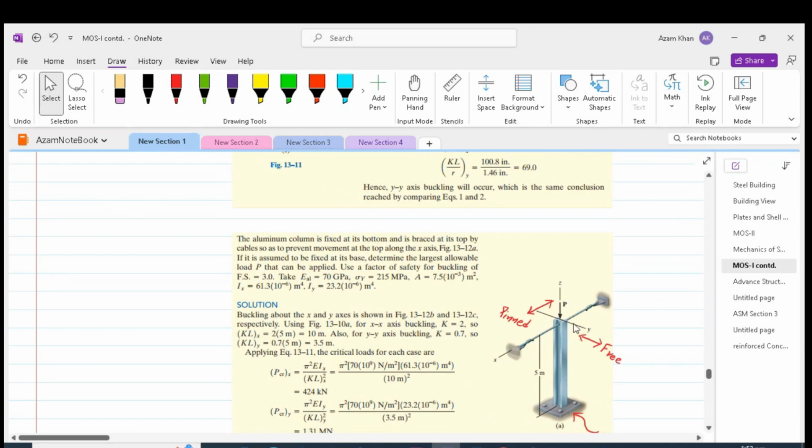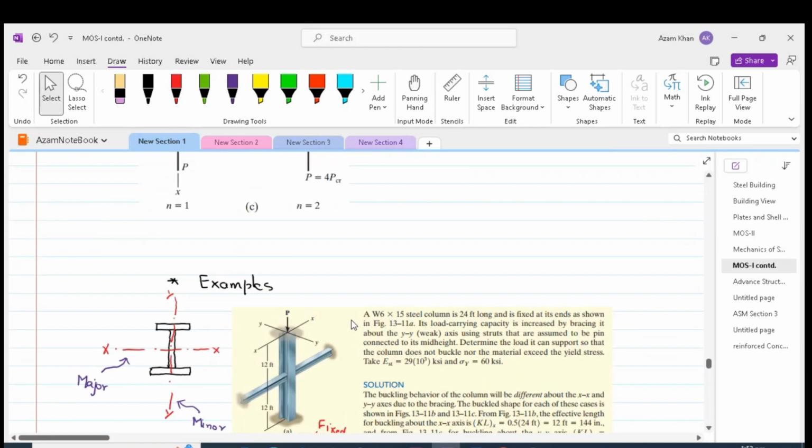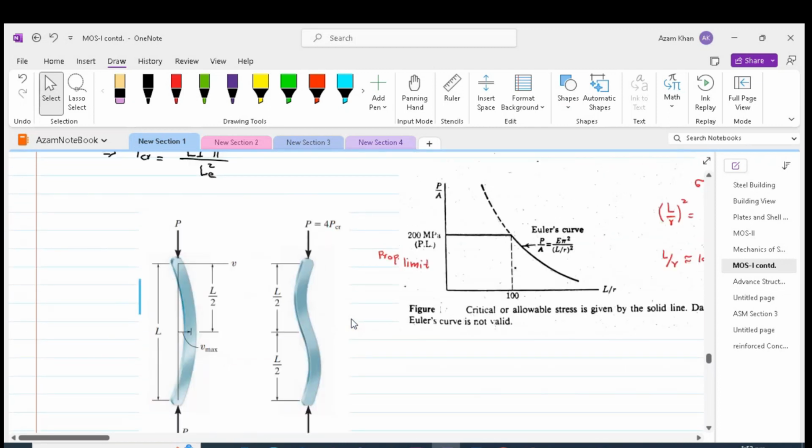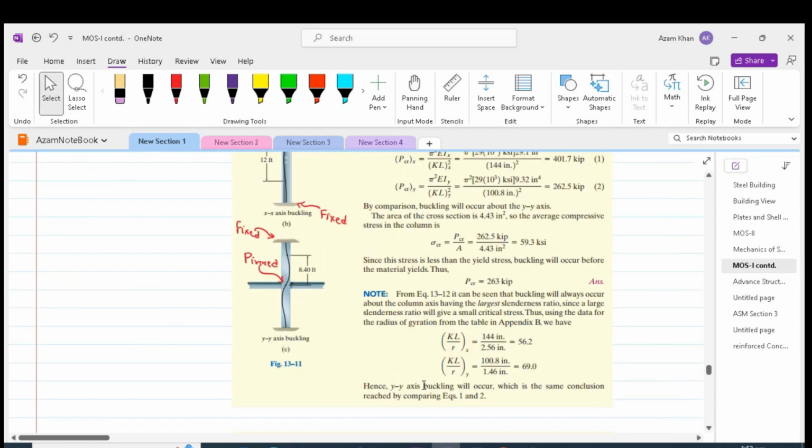And about the y axis or minor axis buckling, k is equal to 0.7, so that is 0.7 times 5. So k is equal to 0.7 times 5. This time the minor axis support conditions are fixed and pinned, so we have this fixed and pinned case, in which case effective length is 0.7L and k is taken as 0.7.